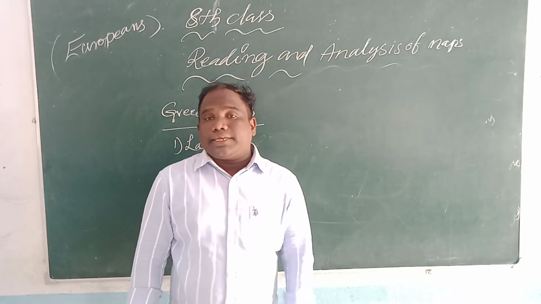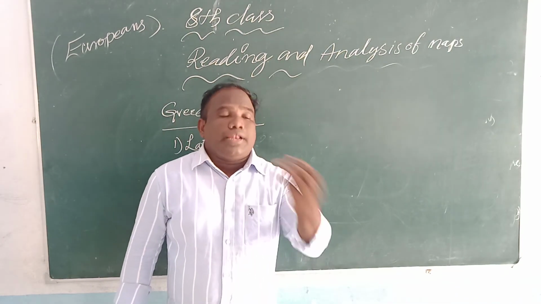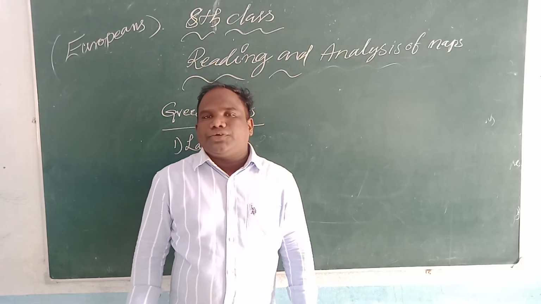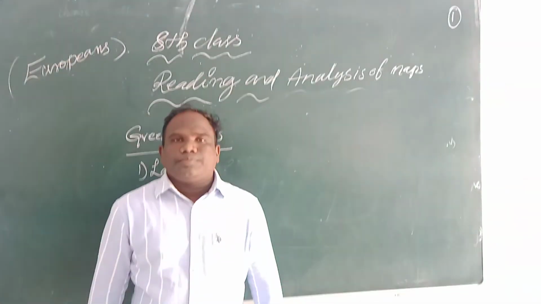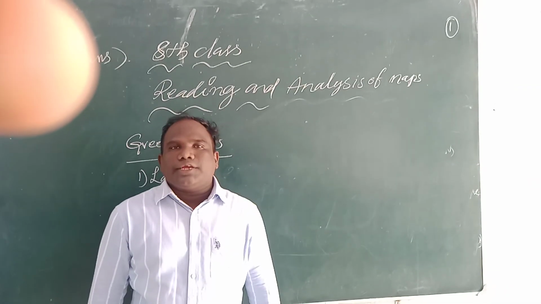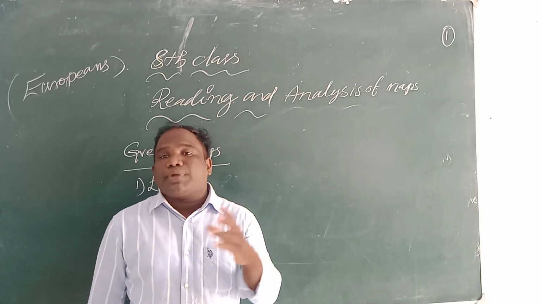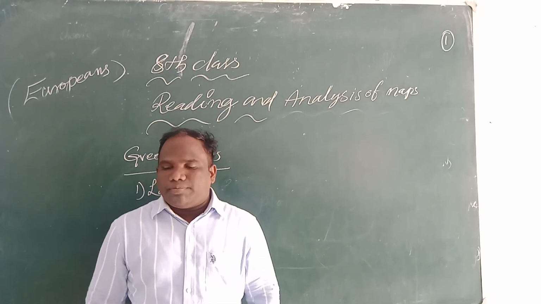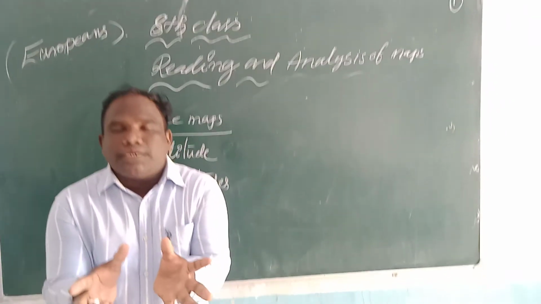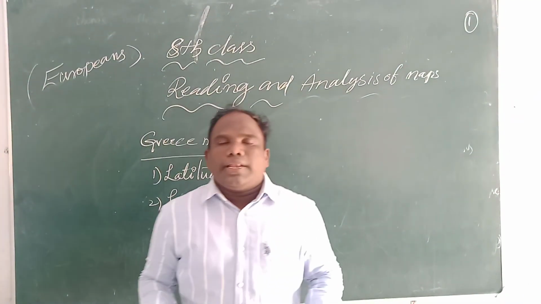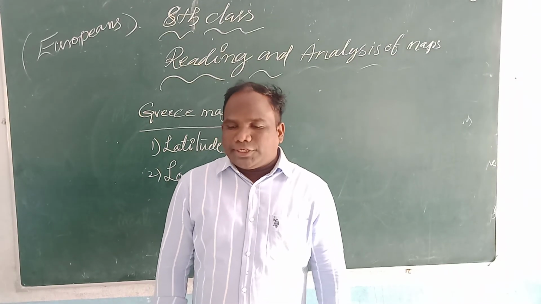The Greeks made maps. They tried to make the maps accurate with the help of latitudes and longitudes. Dear children, please listen carefully. Greek maps and now present-day maps. They try to make the maps with the help of latitudes and longitudes.